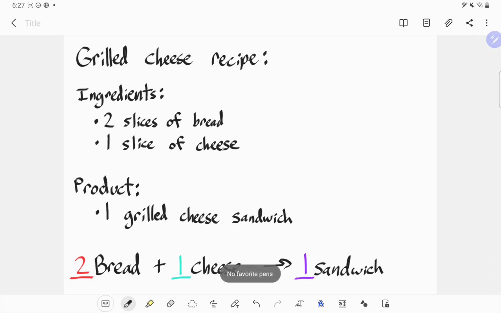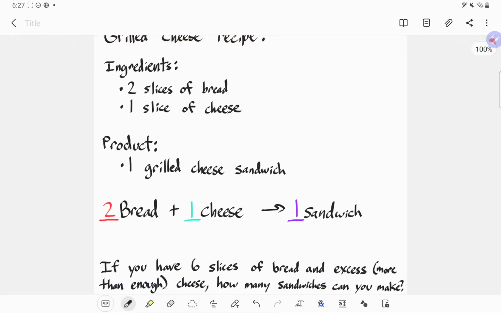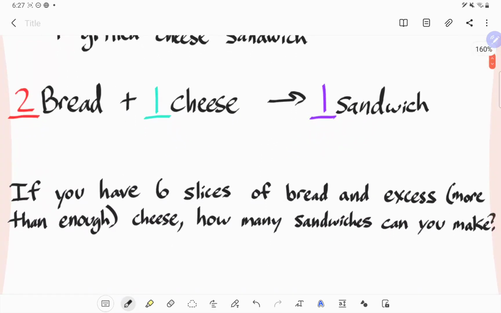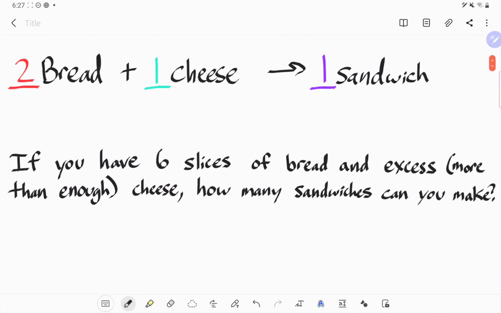All right, so now let's look at a problem. Let's have a problem that we're going to solve here. So 2 pieces of bread plus 1 cheese gives us 1 sandwich. But what if we don't have exactly 2 slices of bread and 1 slice of cheese? What if we get out all of the bread that we have, and we get out all of the cheese that we have, and we see that we have 6 slices of bread, and we just went to the store and got a ton of cheese. We have way more than enough cheese. What is the most number of sandwiches that we can make?